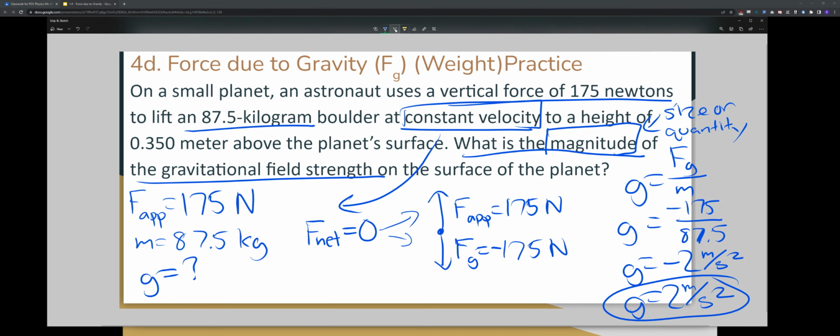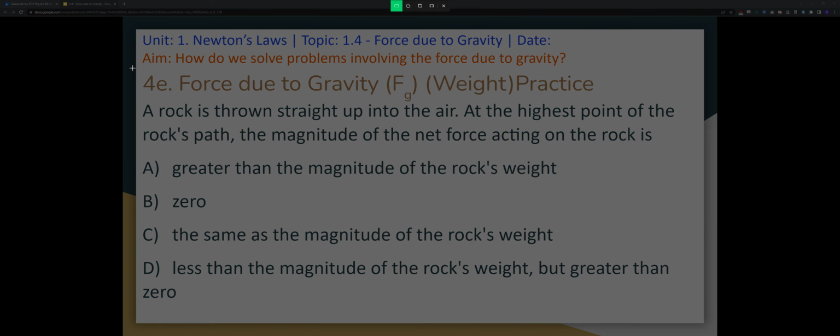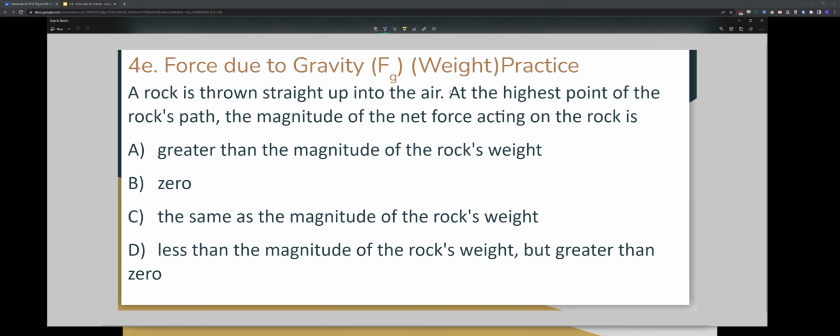For E, a rock is thrown straight up into the air. At the highest point of the rock's path, what is the magnitude of the net force acting on the object? So you have a rock in the middle of nowhere up in the air. Ignoring air resistance, which we pretty much will always ignore, my force due to gravity is the only thing acting on the object. So my net force here is my force due to gravity.